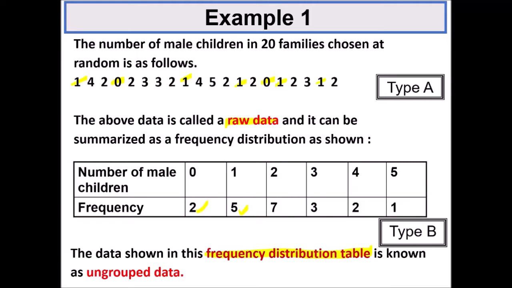We will count how many times each value of x appears in this raw data. Number 5, here there is only one number 5. That's why the frequency for number 5 is equal to 1. So for ungrouped data, we can display it in two ways: either we just list all the data, or we can show our data in a frequency distribution table.